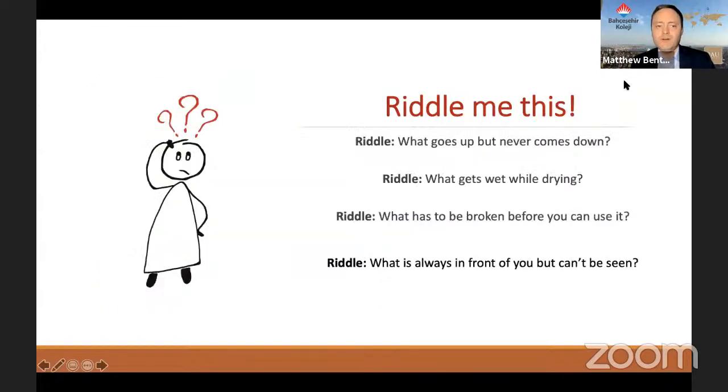Riddle me this. Okay, now I want to use the chat box now and see what kind of responses we're going to get, if we can get some correct responses, although we can accept other responses that still answer the question. The first one is, what goes up but never comes down? Any ideas there?